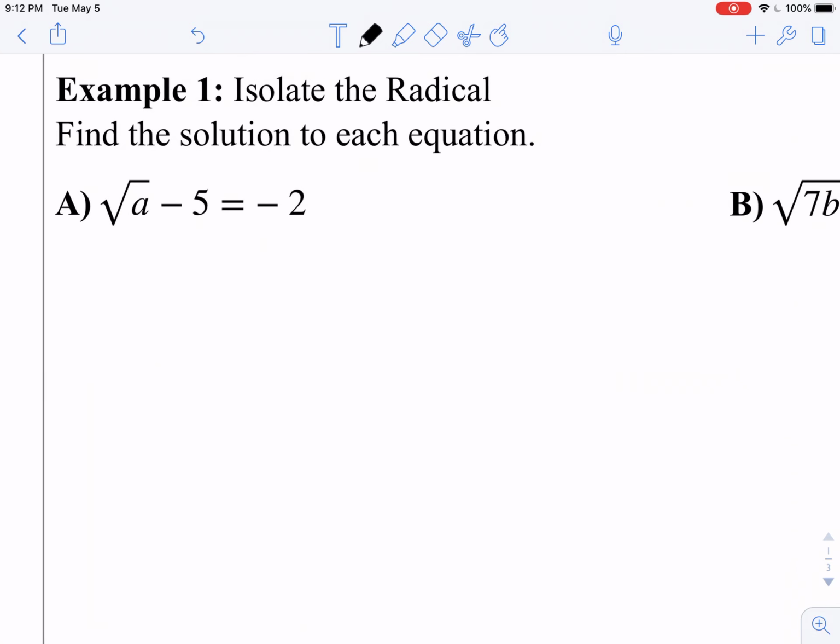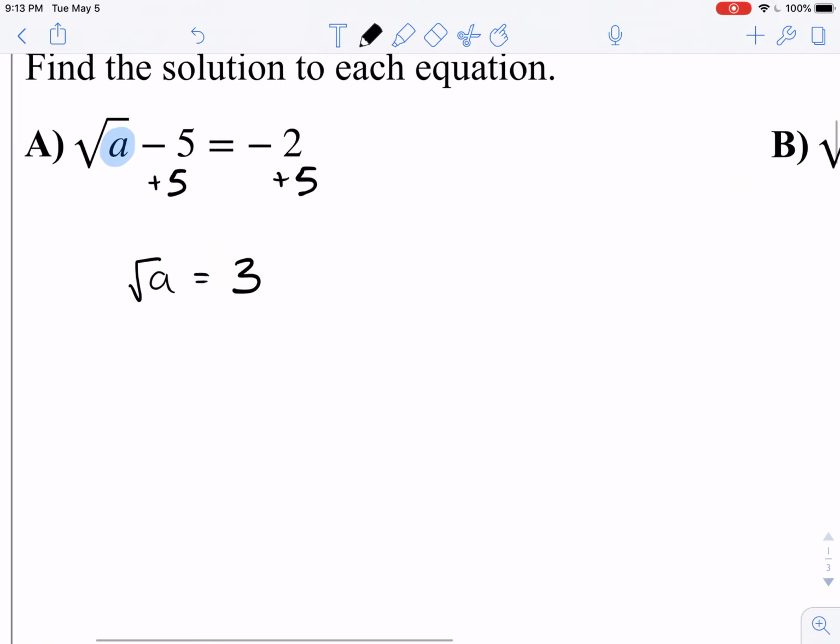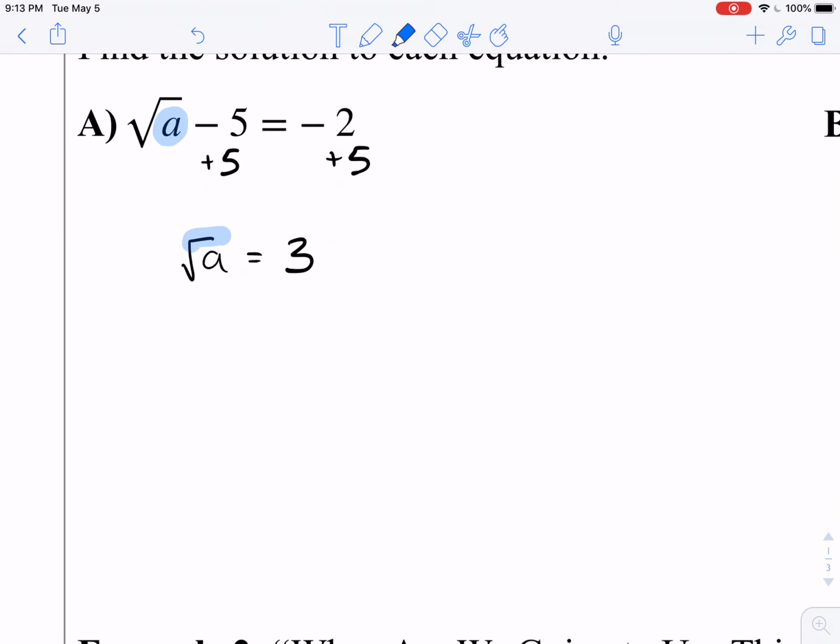Just like with any equation, you want to undo what's happening to our variable. So right now we've got the square root of a minus 5 equals negative 2. Well, let's undo what's happening to our variable. It's under a square root and there's a minus 5. So first we want to undo that minus 5 by adding 5 to both sides. That gives us the square root of a is equal to 3. Now, to undo this square root, we are going to square both sides. So that gives us that a is equal to 9.